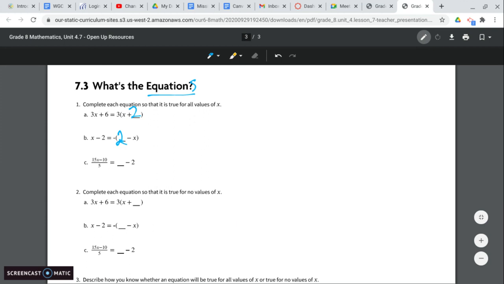All right. The next one, we have 15x minus 10 all over 5. So we're dividing all of that by 5. So 15 divided by 5 is 3. So we have a 3x.